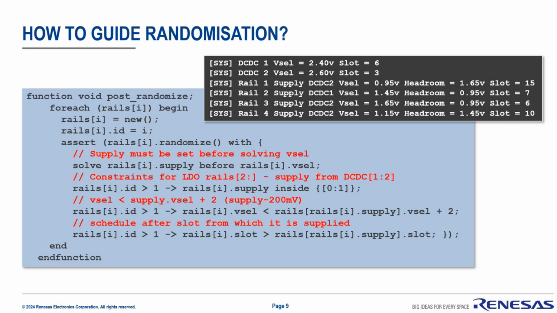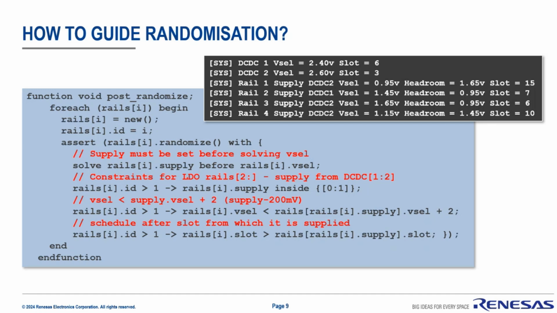The final constraint we have here is that, given the DC to DC converter has a slot in which it switches on, we've got to turn on in a slot after that, because we can't turn on before our supply is turned on. So we say that the slot for rails[i] that we're at the moment has to be greater than the slot of the rail supplying me. That's assuming your customer tells you to do that.